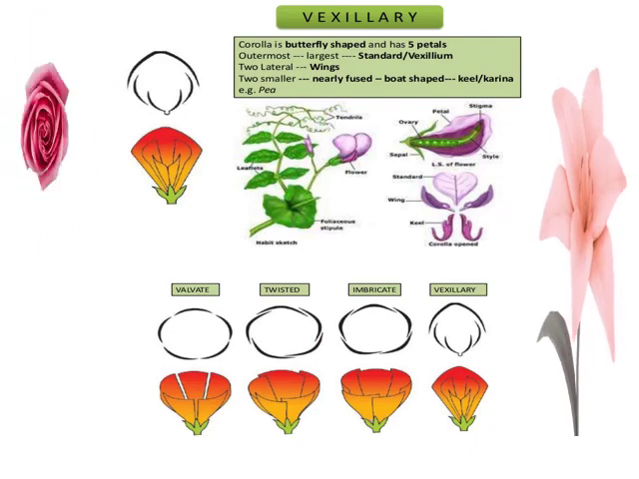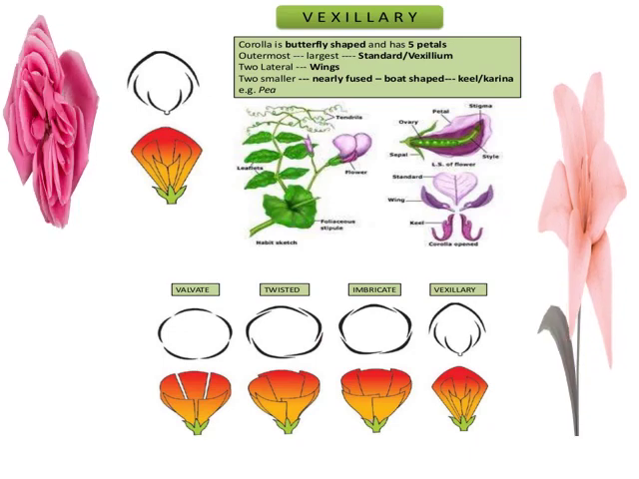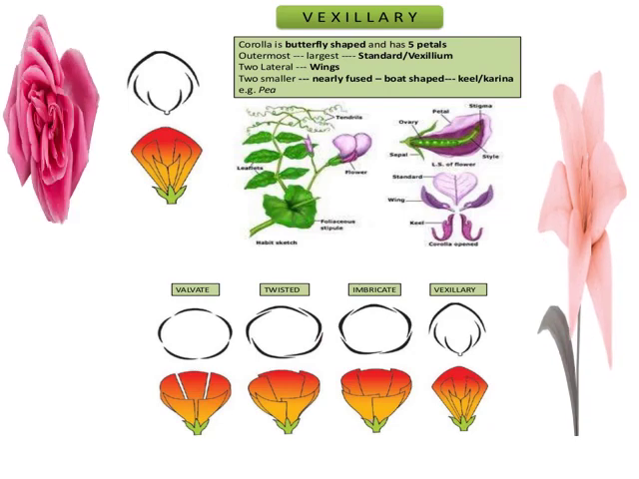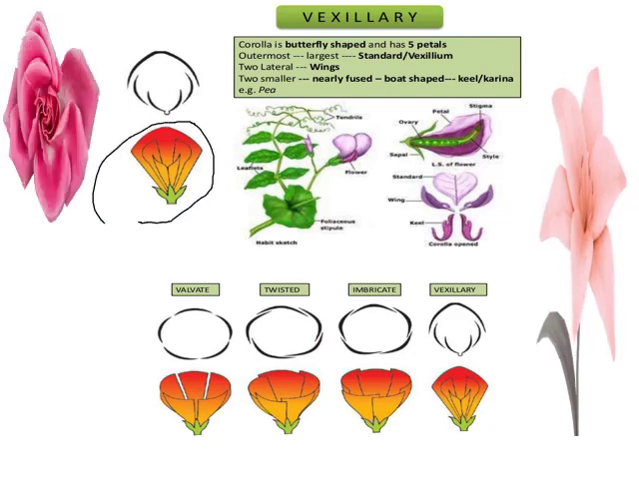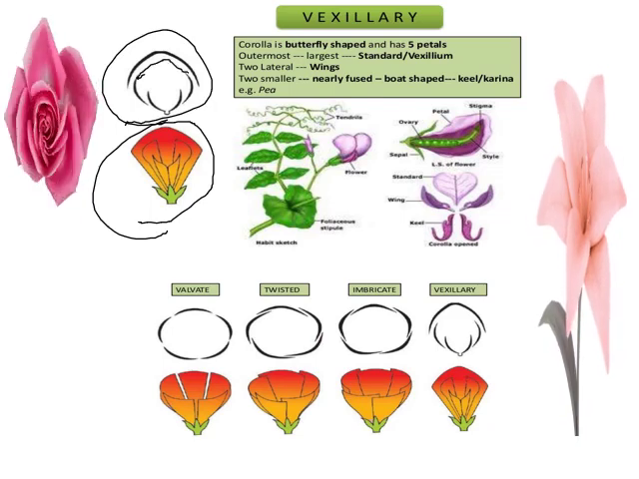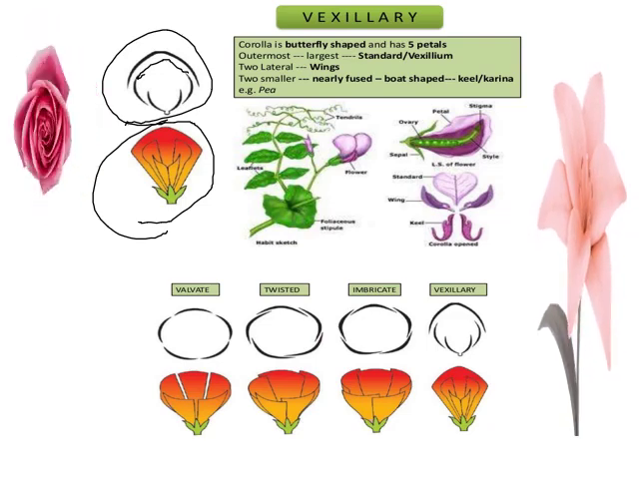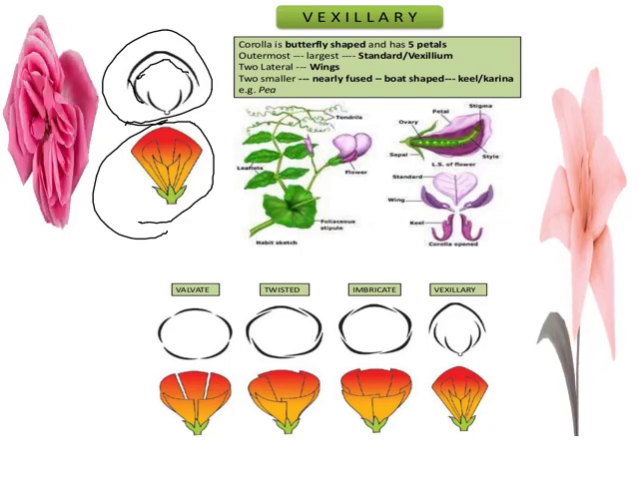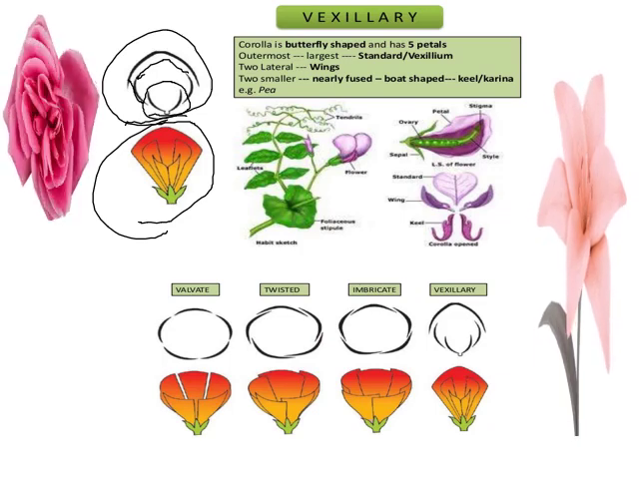The next is vexillary. In this case, the corolla is butterfly shaped and has 5 petals as observed in this diagram and also in this diagram. The outermost is the largest one. This one is the largest one, that is called the standard or vexillum. After that, 2 lateral wings, this one and this one. And 2 smaller, nearly fused, boat shaped petals, this one, is called keel or carina.